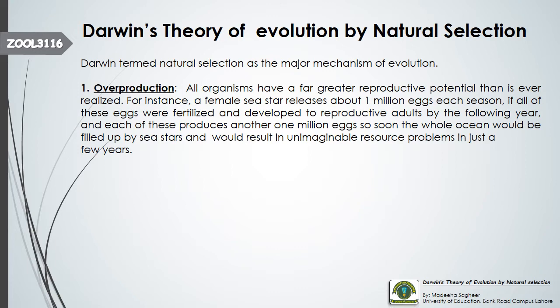You know that the oyster also releases 100,000 eggs in each spawning. So the same would happen. Now what happens? There is an overproduction.